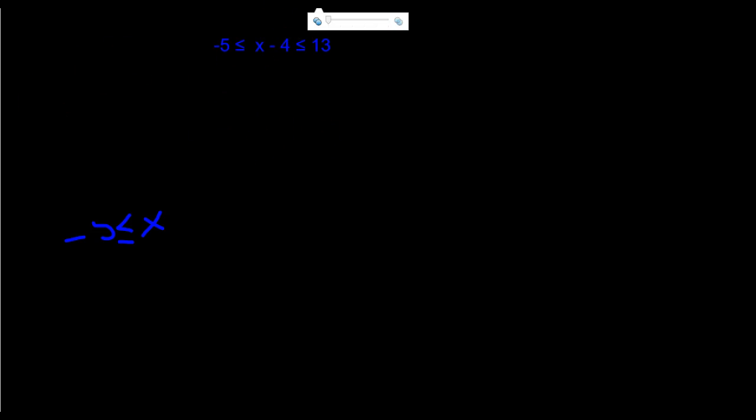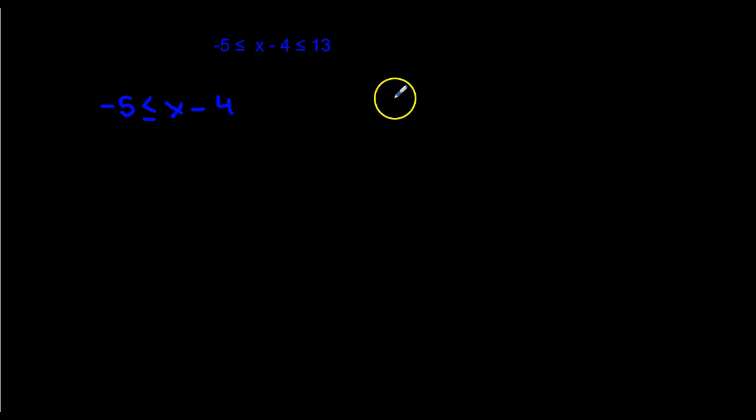So real quick, got some work still left on here. Let's just go ahead and split this one up. So if I was to say this, I would say -5 is less than or equal to x minus 4, which is also less than 13. So we're just going to go ahead and split this up. We got this one right here, and then we also have this one right here. So we have -5 is less than or equal to x minus 4. And then on the other hand, we also have x minus 4 has to be less than or equal to 13.